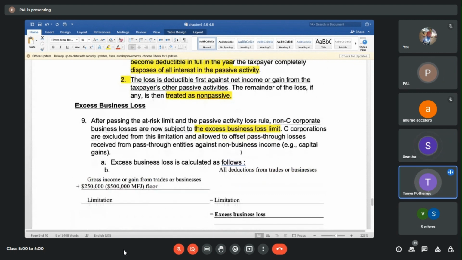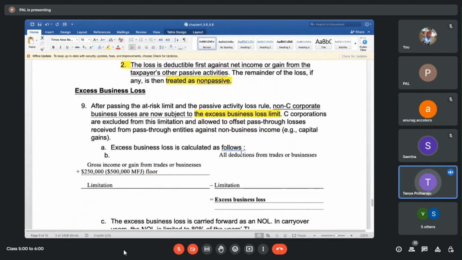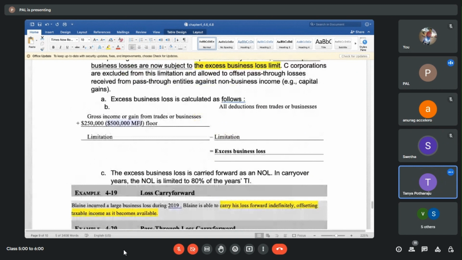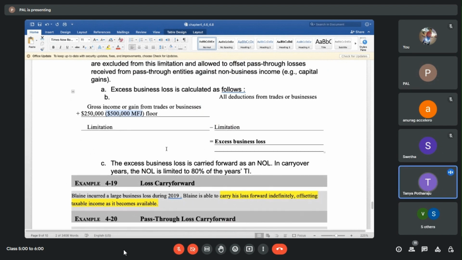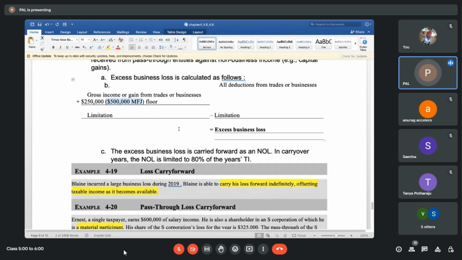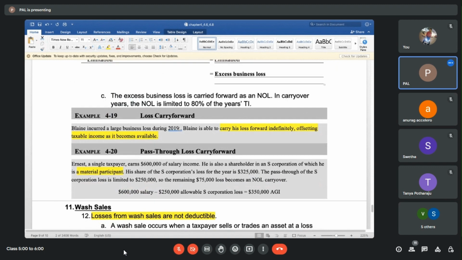For married filing jointly, that loss limit will be different, is it? It'll double up? Tanya, can you see the screen? Yes. Okay. Got it. So you're right. It gets doubled up.